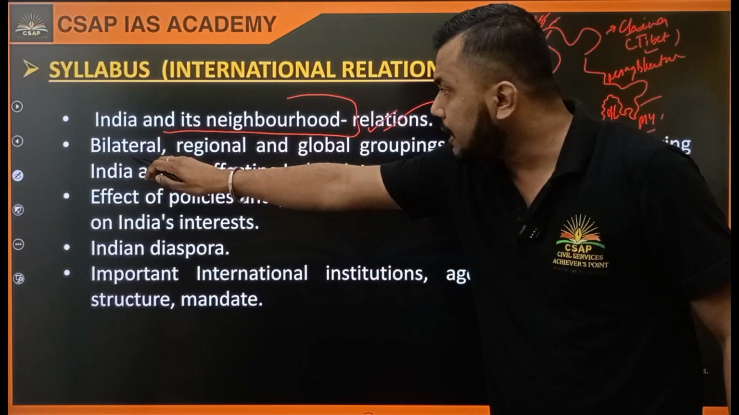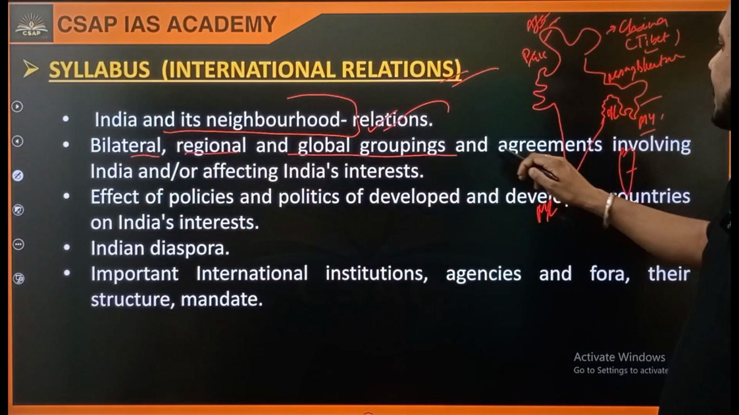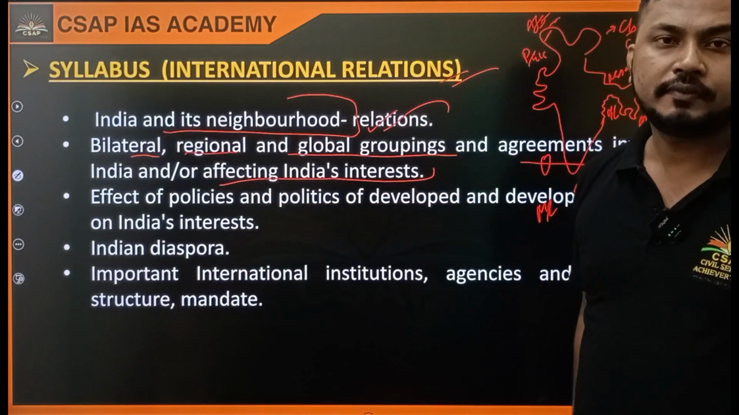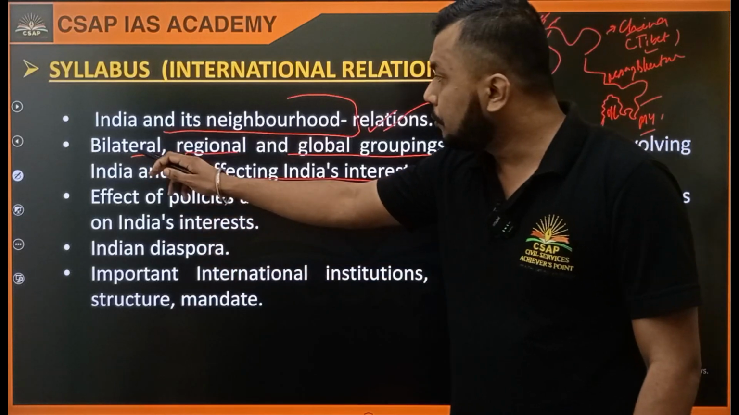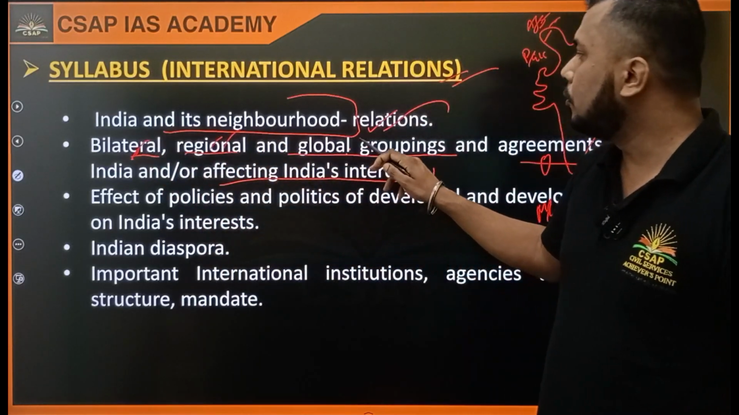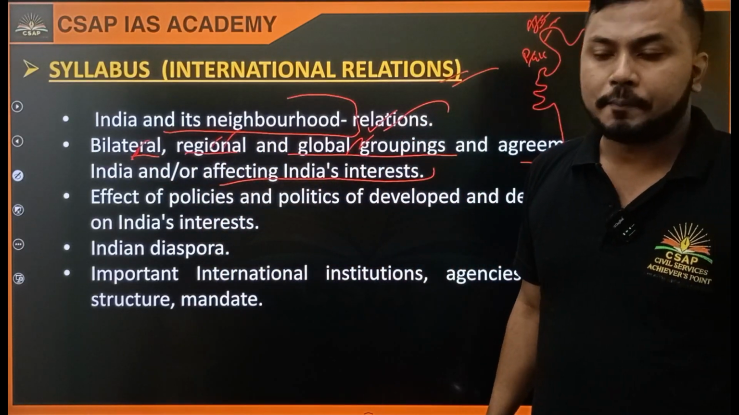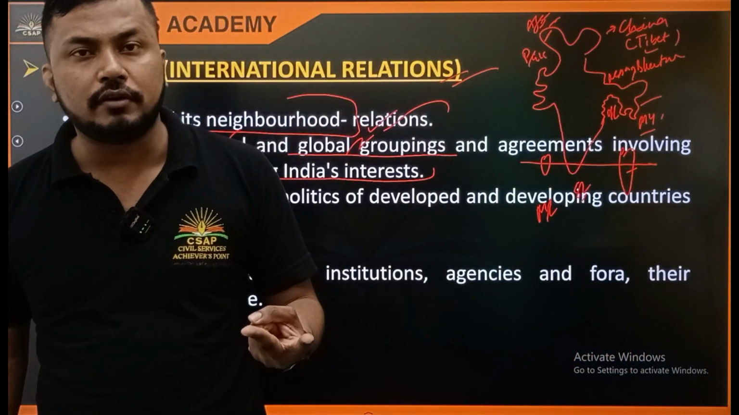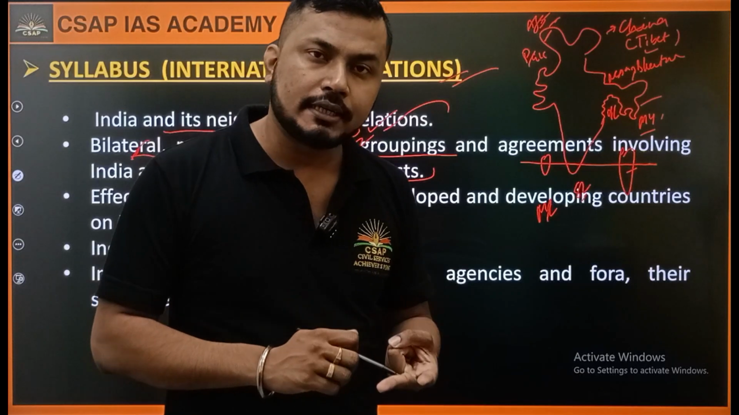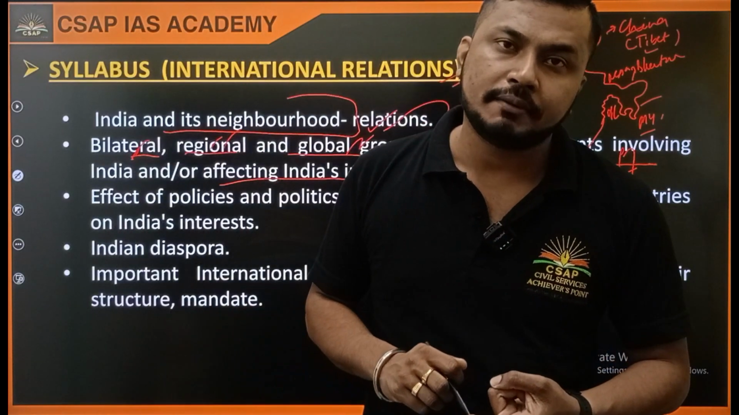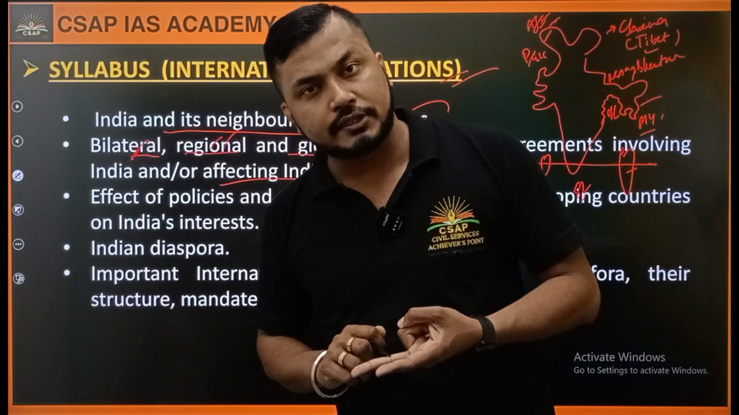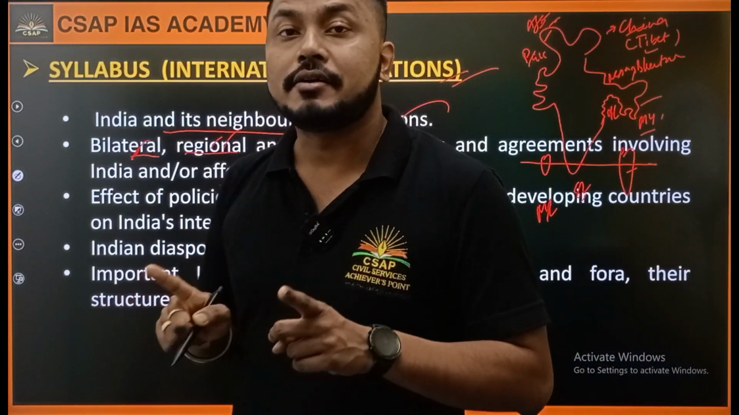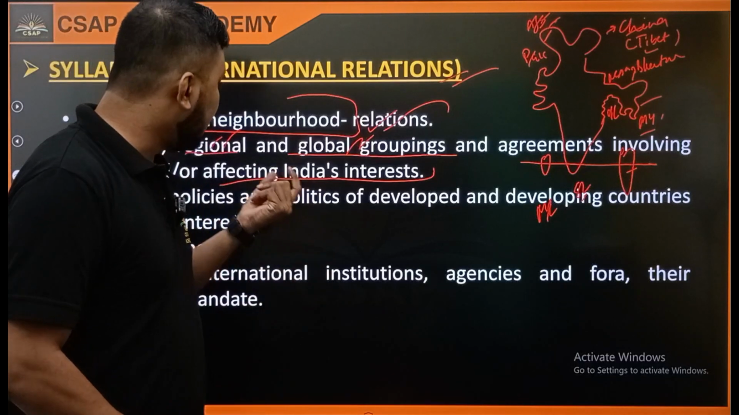Then what comes? Bilateral, regional and global groupings and agreements involving India and or affecting India's interest. Bilateral grouping, regional grouping and global grouping. Bilateral grouping means supposedly two countries are involved, like India and the US, India and Australia, or India and Nepal. These are bilateral relations or groupings.